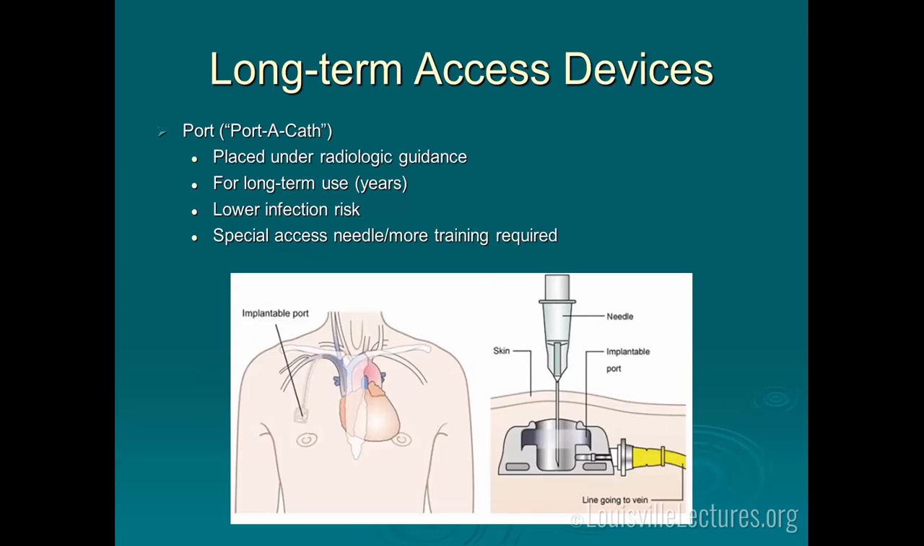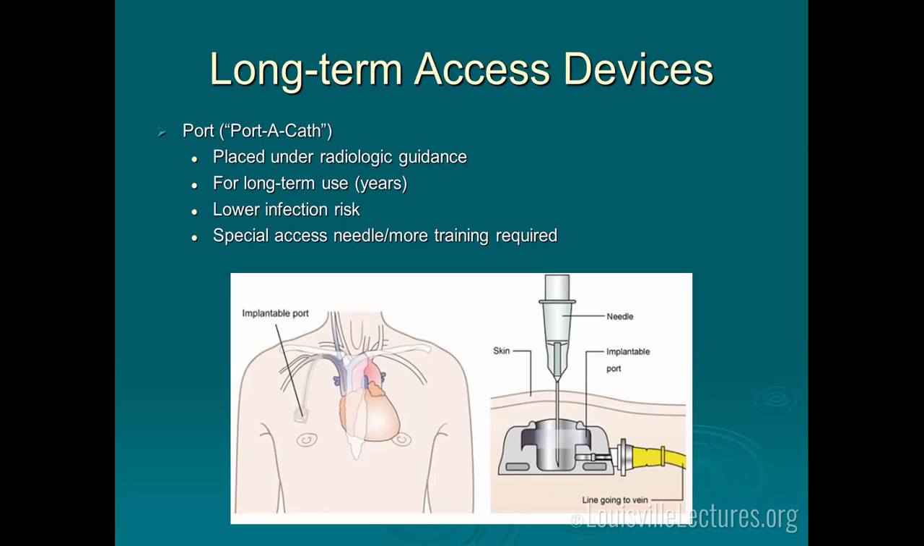A port is another one that you probably have been accustomed to hearing about. A port is similar to a tunneled catheter in that it goes into a big vein and does have a subcutaneous tract, but it doesn't simply exit the skin and give you immediate access. You have a reservoir that's subcutaneous that can be accessed with a special needle. And this special needle is typically called a Huber needle, and the Huber needle is usually a needle that has a 90-degree kink in it.